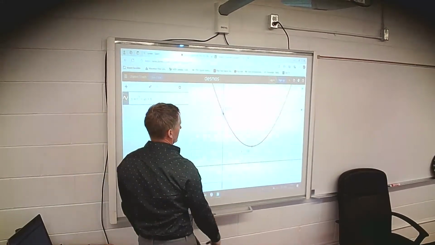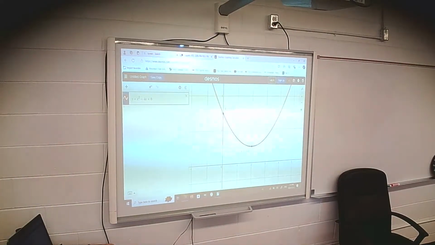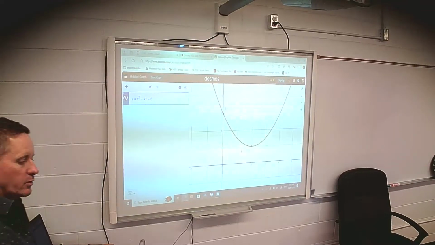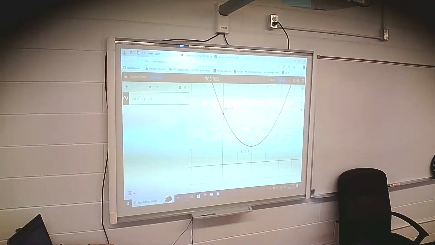Okay, so just quick look. This is a much cleaner graph than what I did. But that's what the parabola looks like from the equation, x squared minus 4x plus 6. First question is, which way does it open? Up. Okay, simple enough.